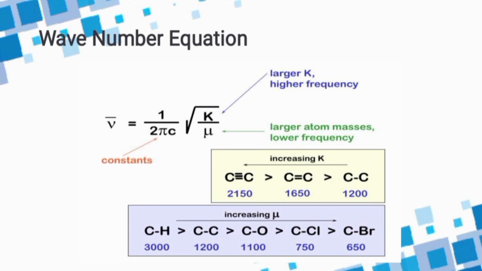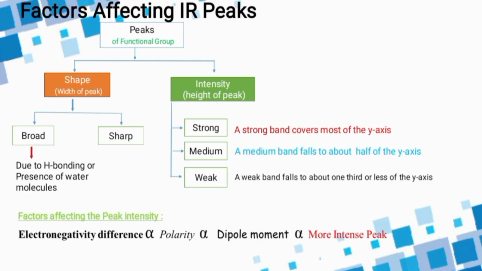Wave number equation. Here is the equation: V is equal to 1 over 2 pi c times the square root of K over mu. A large K means higher frequency, and a large atomic mass means lower frequency, and pi is the constant here. Next, increasing K value and increasing mu value, while V stands for the wave number.